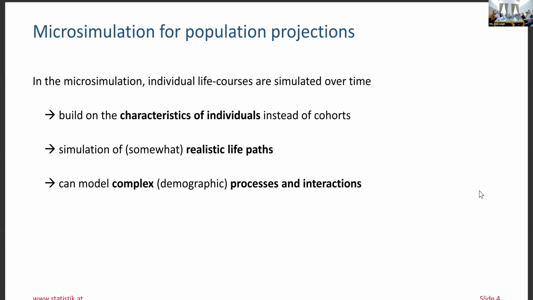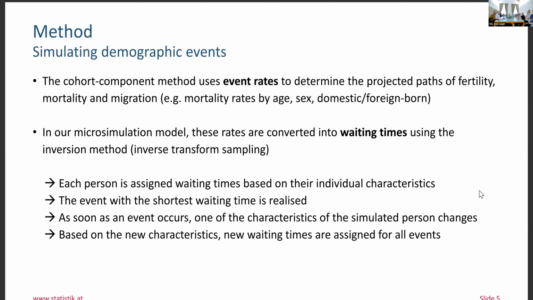So how can we overcome some of these limitations in moving to a microsimulation for population projections? In the microsimulation, we move to the level of individuals and we try to simulate individual life courses over time. So we're building on the characteristics of individuals rather than aggregated cohorts in the population. And we try to simulate somewhat realistic life paths, which usually goes hand in hand with including more data, more variables in the model. And this allows us to model more complex demographic processes and also individual level interactions. So how do these dynamics actually work?